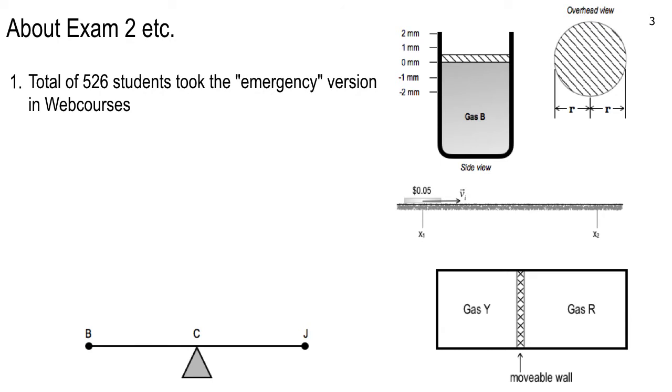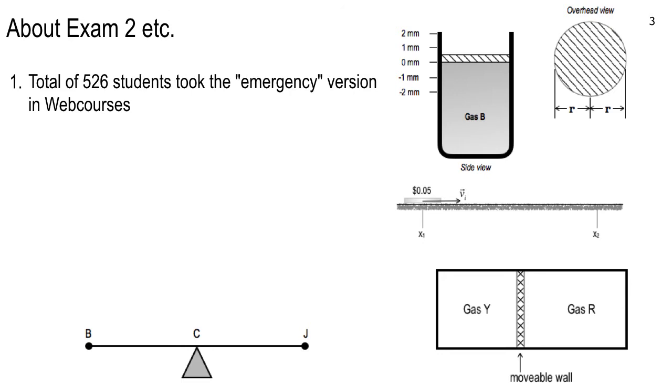So what I did was I put all the Scantron questions into exam 2 emergency version, 50. It was going to be 50 Scantron questions and 1 clicker question. So then a calculation. So then I put the calculation as a 5-point bonus in a separate item in web courses, which many of you took.